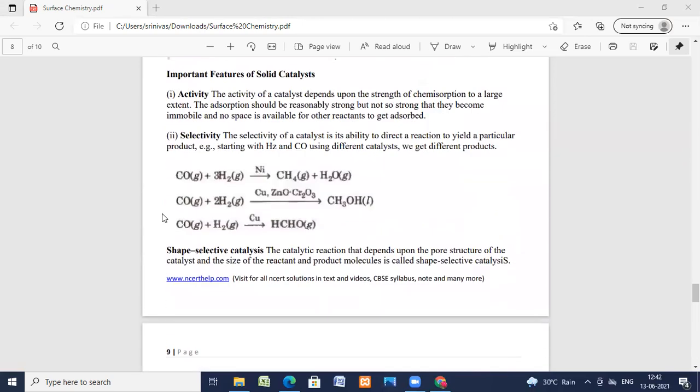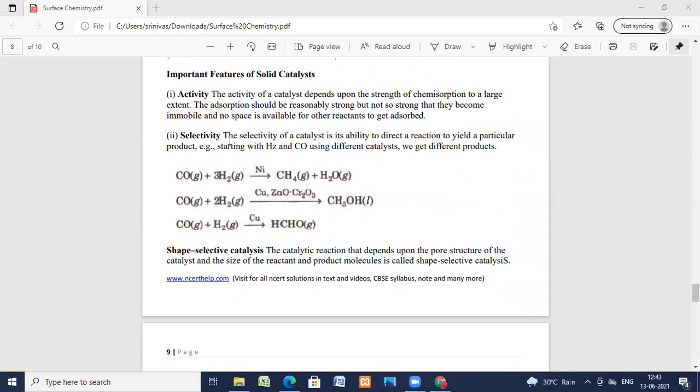Now, what are the important features of a solid catalyst? One is activity and the second is selectivity. Again, you have shape selectivity. The activity of a catalyst depends on the strength of chemisorption to a large extent. The sorption should be reasonably strong, but not so strong that the movement is restricted. So it should be strong, but not too strong.